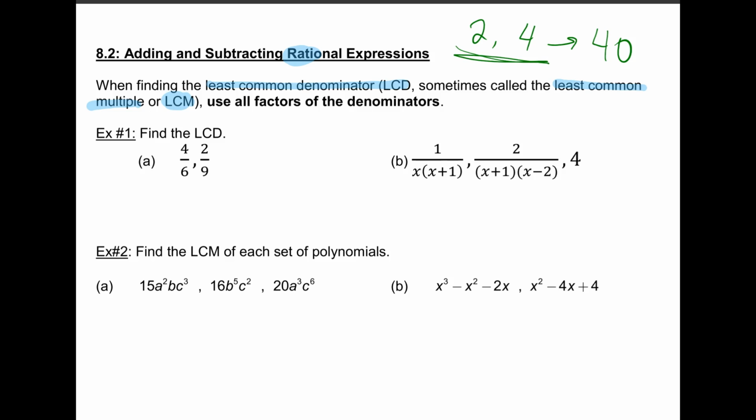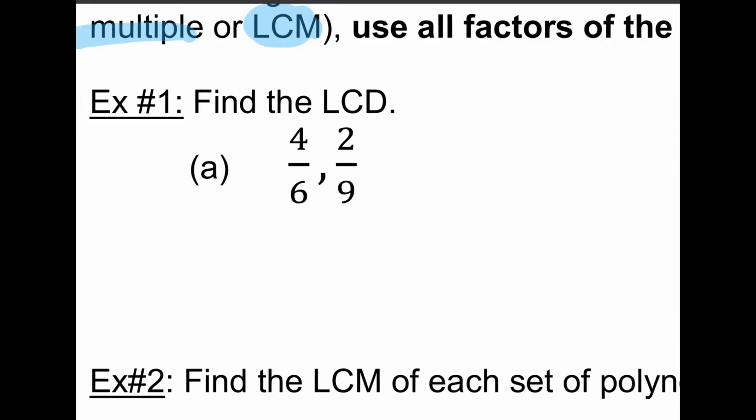Okay, so let's find the least common denominator of example 1. So I have 4 sixths and 2 ninths. What would be the least common denominator? 18. We say 18? How is it 18? How do you know? Because 9 times 2 is 18, and 6 times 3 is 18.